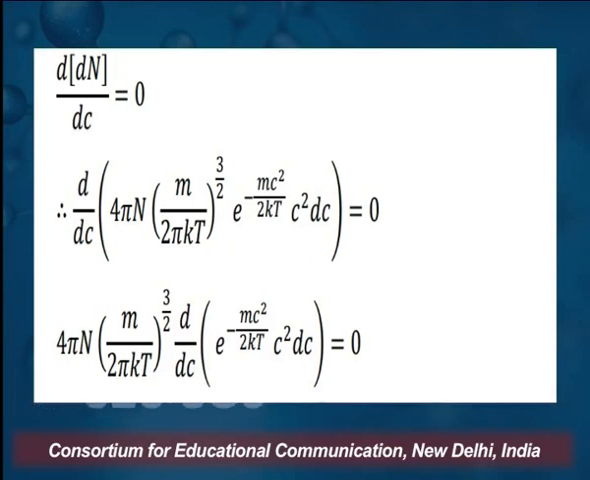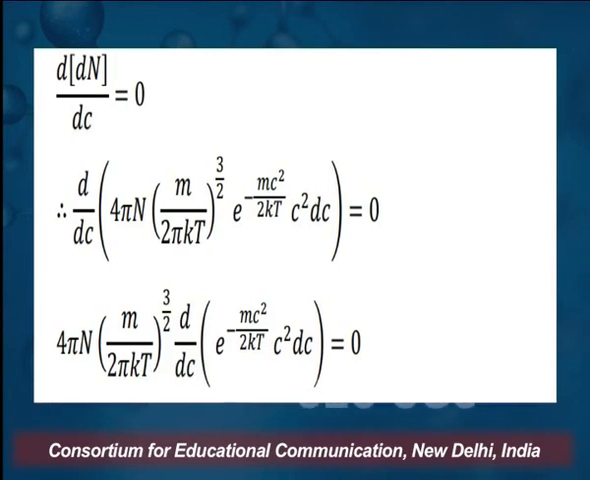Now we can take the constants outside the differential sign. So what are the constants? The constants are 4πN, (m by 2πkT)^(3/2). So let me take them outside the differential sign. So what are we left with? 4πN (m by 2πkT)^(3/2) d by dc of e^(-mc²/2kT) c² dc equals to 0.